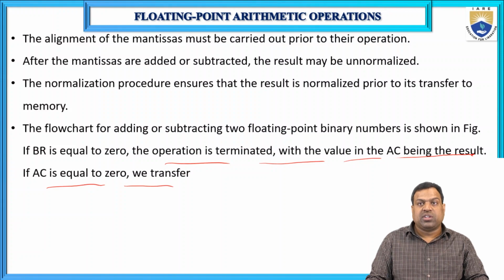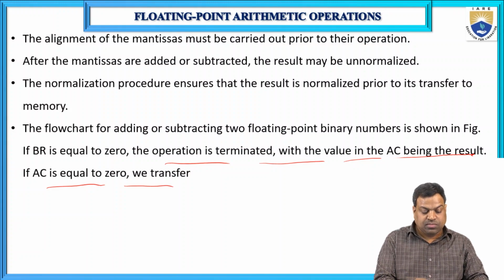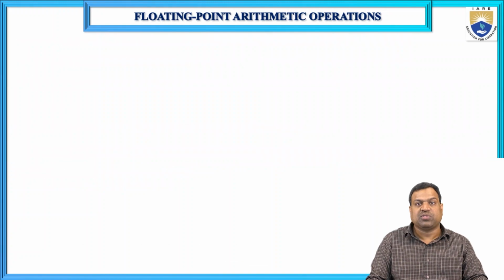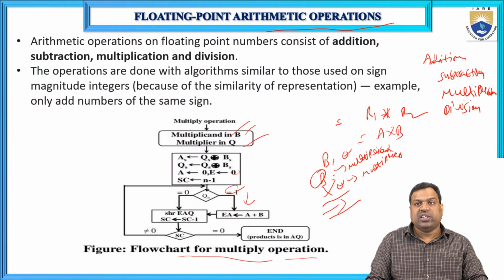Then only we have to go on. The alignment of the mantissa must be carried out prior to their operation. After the mantissas are added or subtracted, the result may be unnormalized. The normalization procedure ensures that the result is normalized prior to its transfer to the memory. And the flowchart for adding and subtracting two floating point binary numbers is shown. Here the operation is terminated with the value of AC being the result, and AC equal to 0 when we transfer. Here it is addition, subtraction, multiplication, division arithmetic operations.